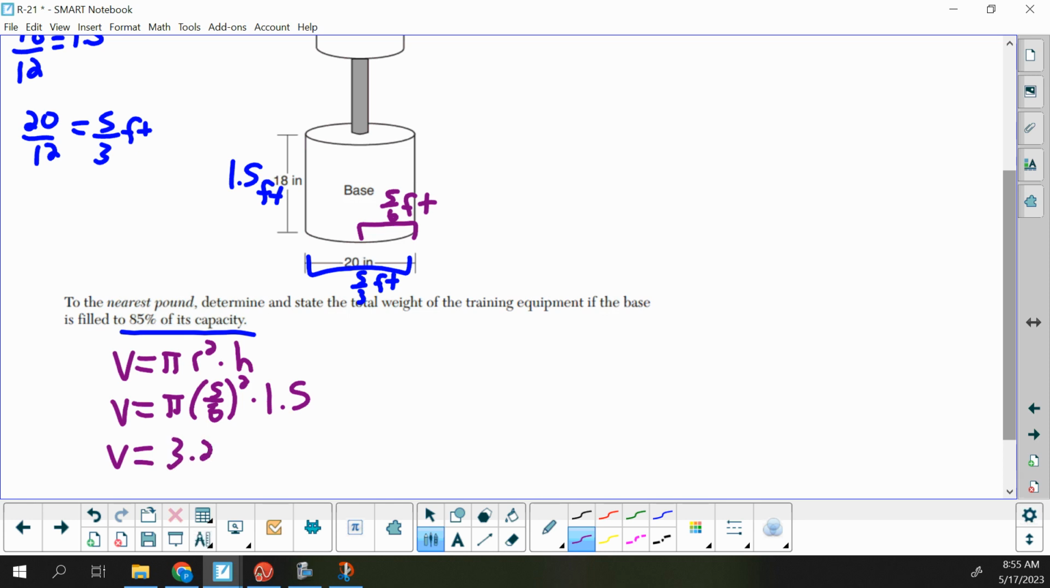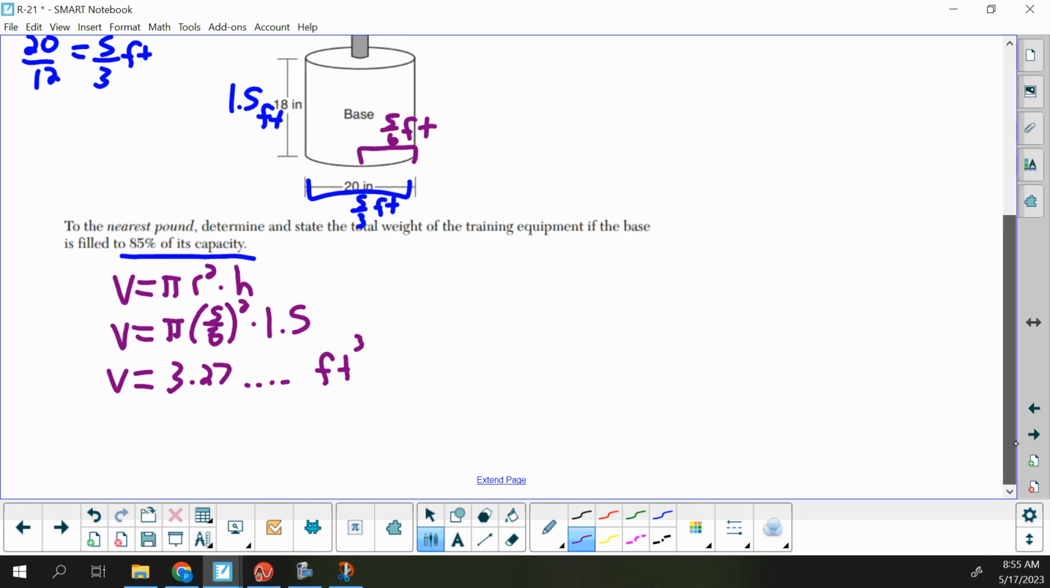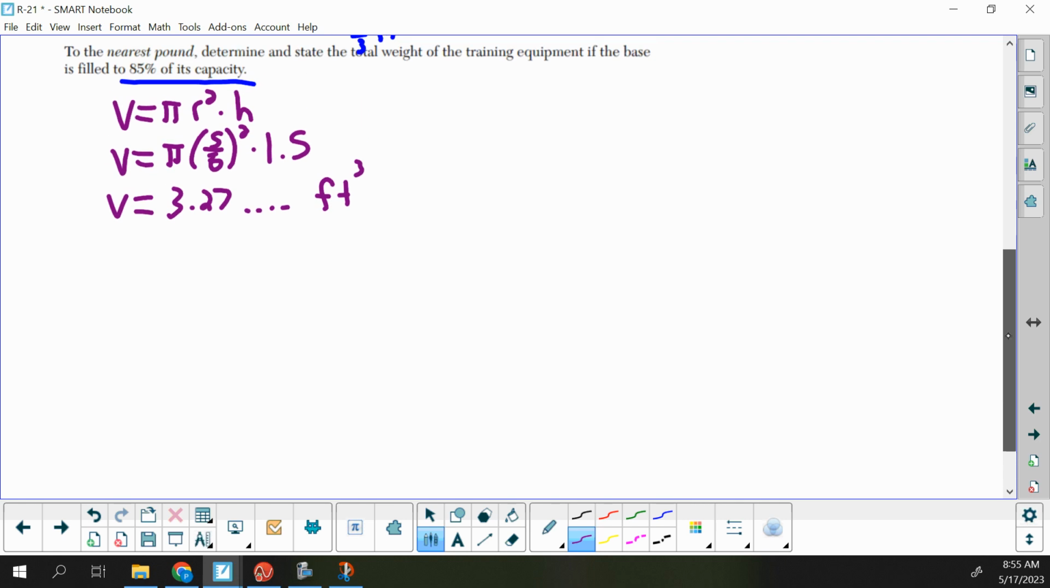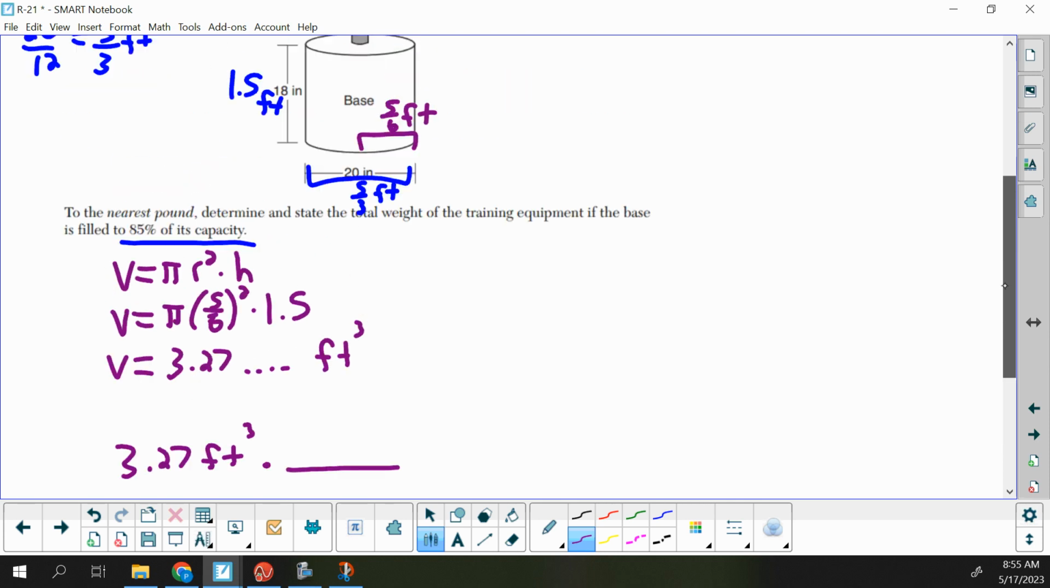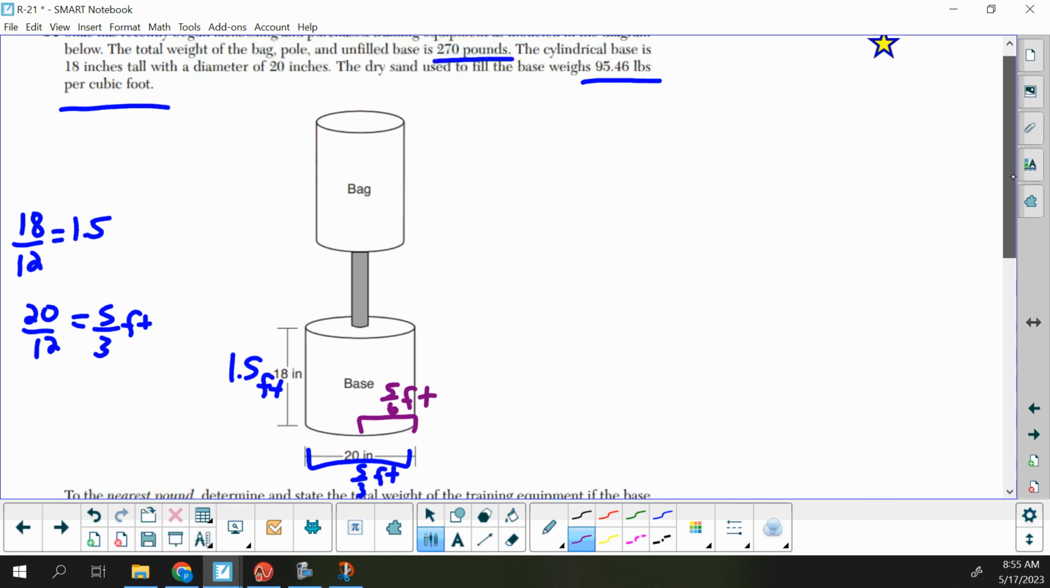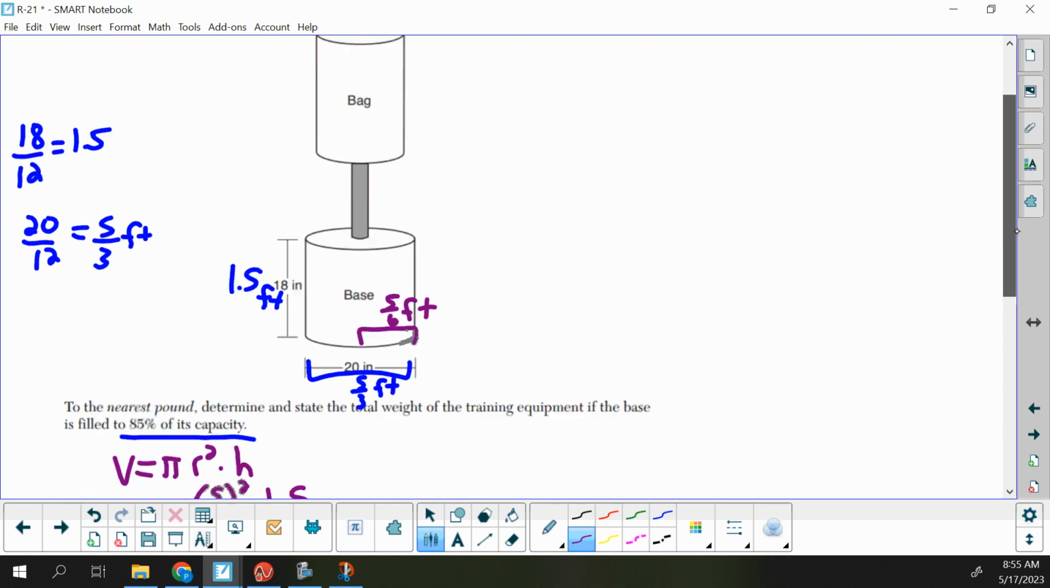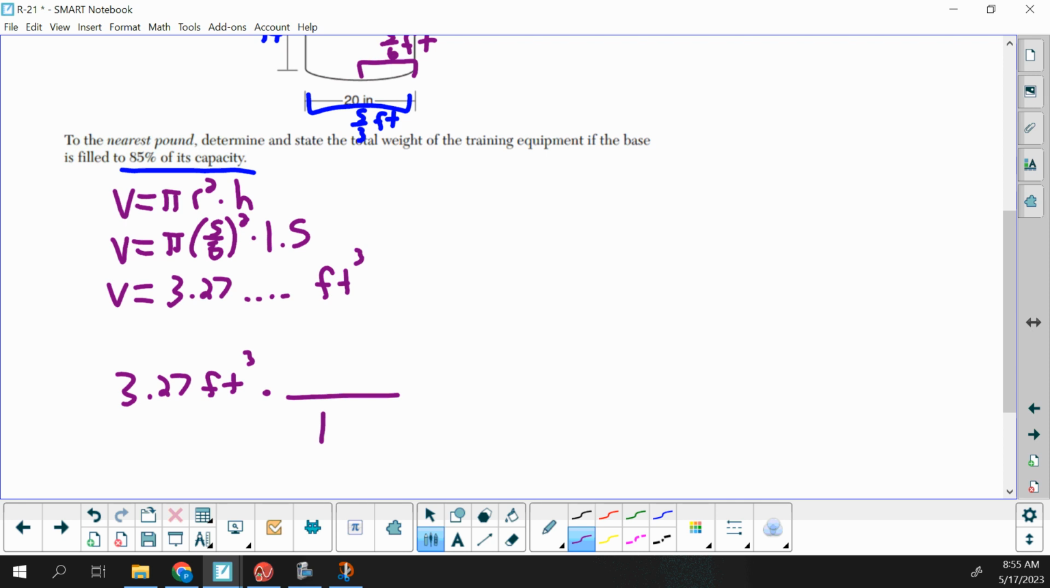So that should give us 3.27 and change feet cubed. Well, now we have to convert that to pounds. So we have 3.27 feet cubed. To get rid of the feet cubed, we're going to multiply. Next time feet cubed shows up, it should be in the denominator. Well, we're going to use the density they gave us of 95.46 pounds per 1 cubic foot. So 1 foot cubed is going to go over here, and we'll have 95.46 pounds.